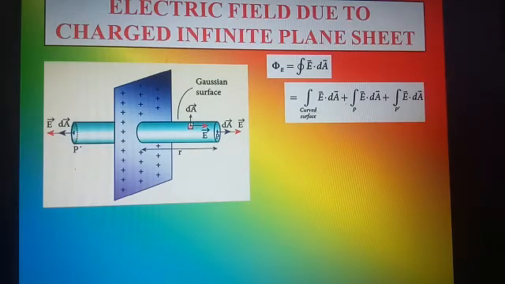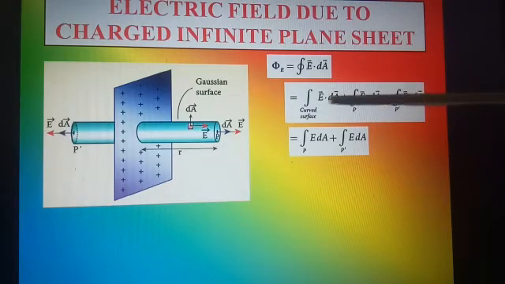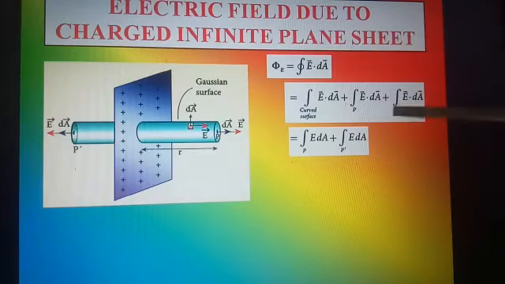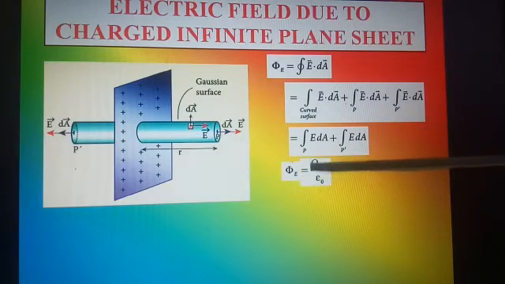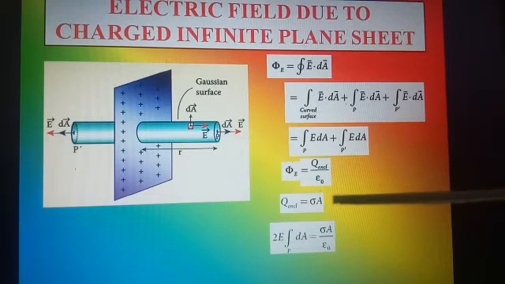The electric field is perpendicular to the area element at all points on the curved surface. So it is parallel to the surface areas P and P dash. So the equation is integration over P of E dA plus integration over P dash of E dA. We can write it again, Φ_E is equal to Q enclosed by epsilon naught. But Q enclosed value is sigma A.